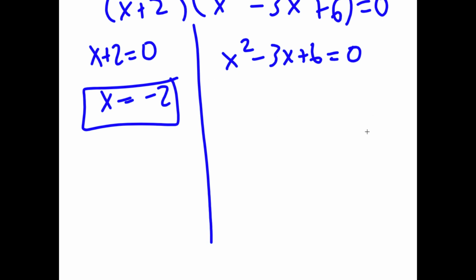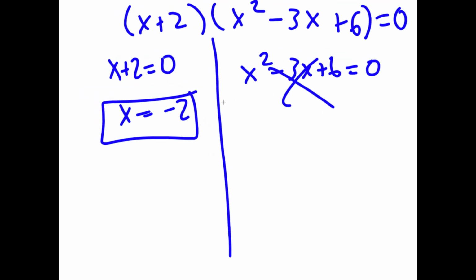And I'm not going to waste your time by actually plugging these into the quadratic formula, but the final answer is that it's going to be rejected because the square root is going to be negative, and you can't take the square root of a negative. So my only answer is x equals negative 2.